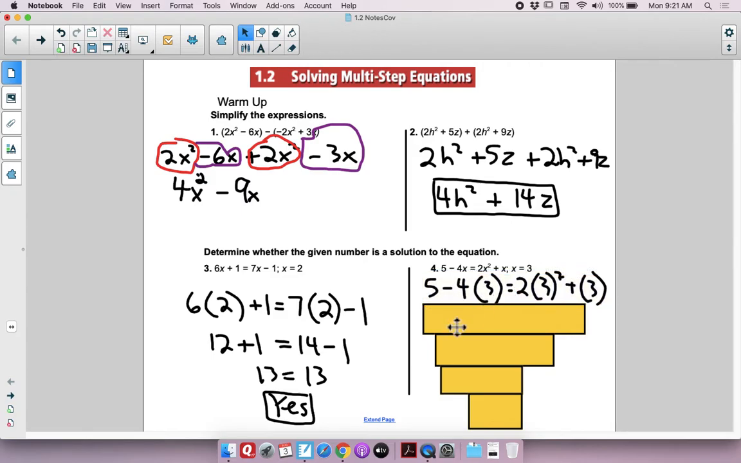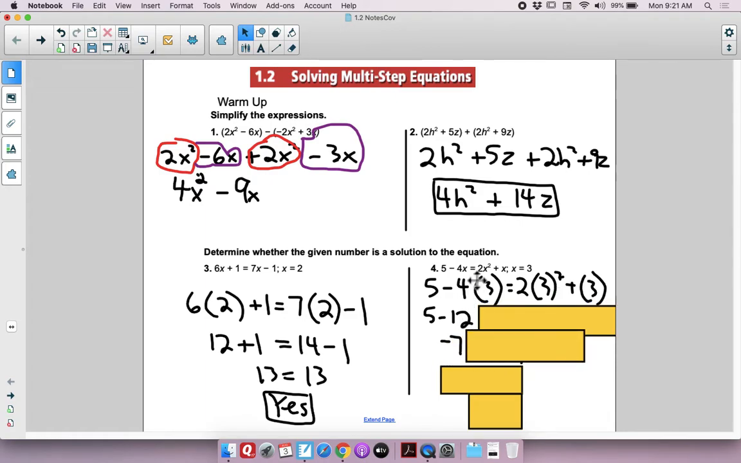On the left side, again, careful, multiplication before subtraction. So PEMDAS, so 4 times 3 is 12. So we have 5 minus 12. What is 5 minus 12? It's negative 7. And by the way, notice how I'm working down my page. That's how I want to see your work when you're doing this. Much easier than working horizontally. Don't want to see that.